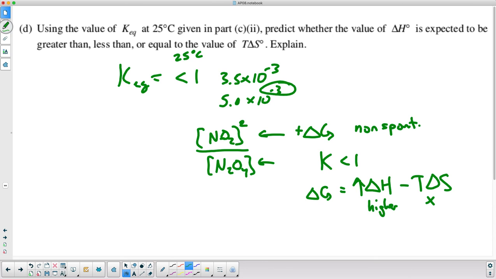So when we answer this question, is delta H greater than, less than, or equal to the value? It must be greater than for my delta G to be positive. My delta G is positive because my equilibrium constant K is less than 1, which means there are more reactants than products, which makes this a non-spontaneous reaction.